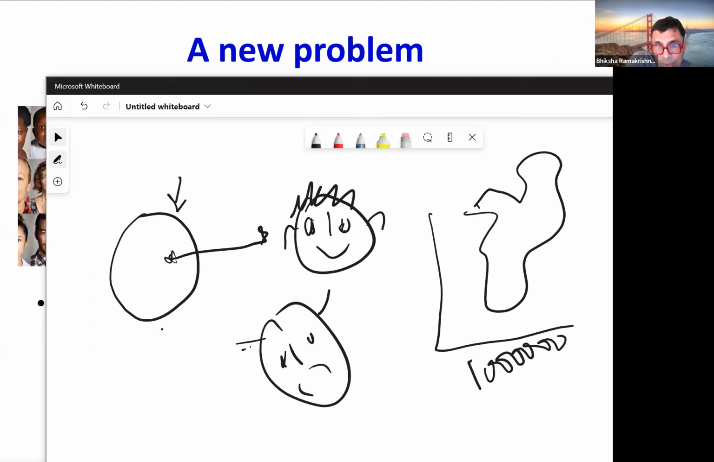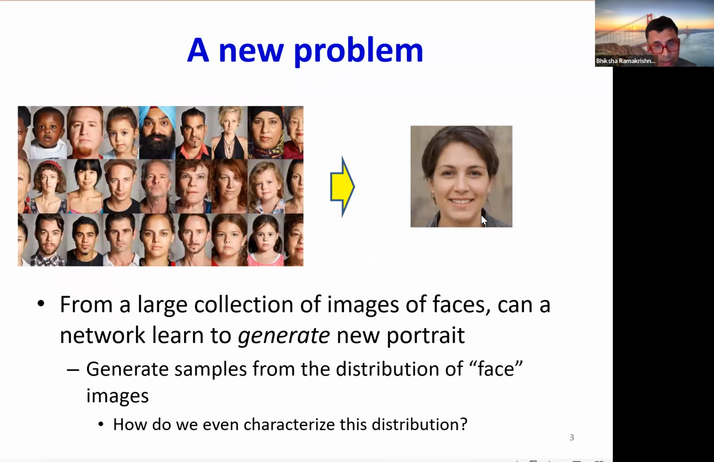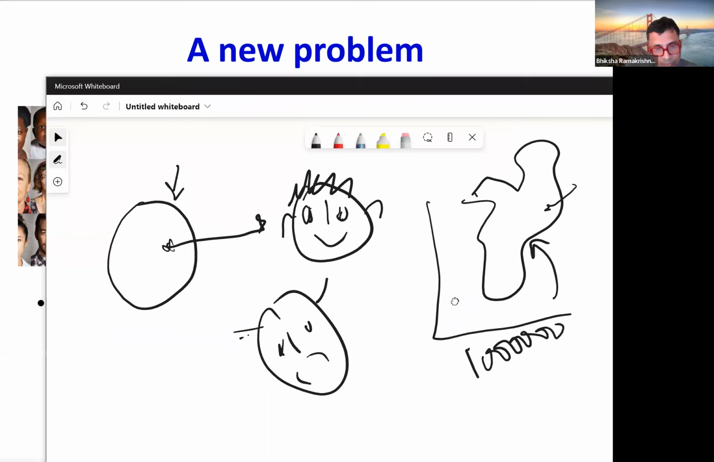So we need some way of characterizing this distribution, and we need some way of drawing a sample from this distribution. Unfortunately, it's very unlikely that this distribution has any kind of a shape that makes sense. So given this, can we use a neural network to characterize the distribution? And can we use the neural network to draw samples from it? That's the basic problem. You guys with me? Yes. Okay. So how are we going to model this distribution?